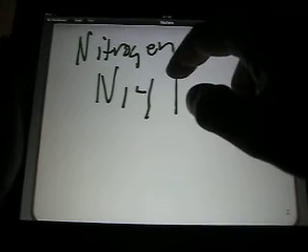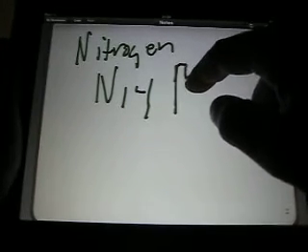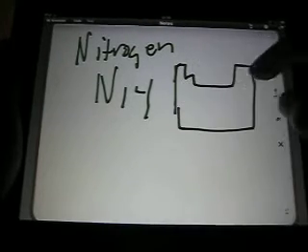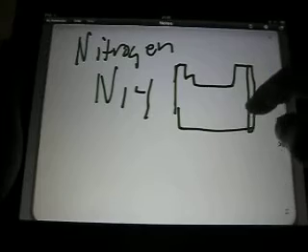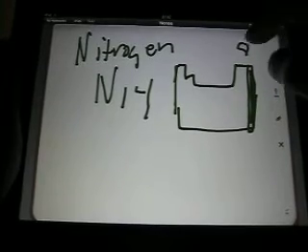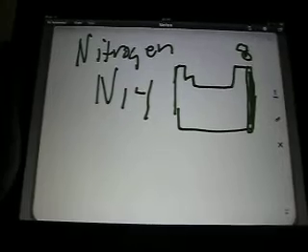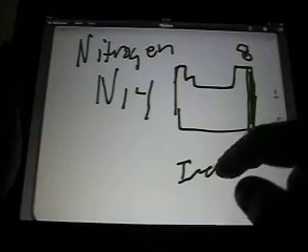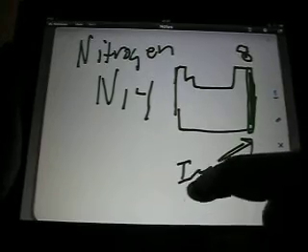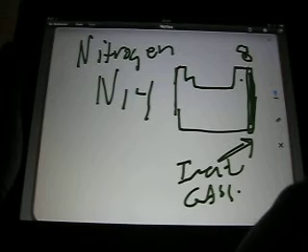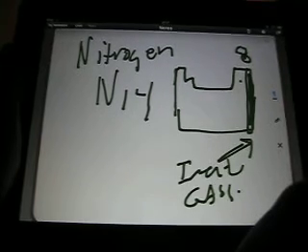So if you look at the periodic table, and it looks something like this, all the elements on this row on the very right, your group 8 elements, those are all the inert gases. So nitrogen is right about there, give or take, and so it's certainly not.